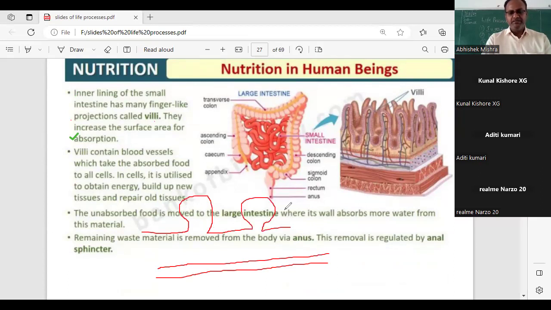Can you see my screen? Yes. Now, students, tell me, the surface area will be maximum in which type of tube? The first one or the bottom one? The surface area will be maximum for which? The first one or the bottom one? Reply through the chat box.